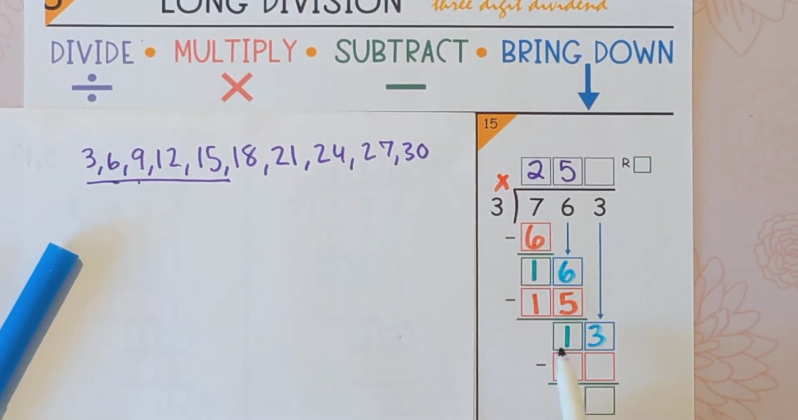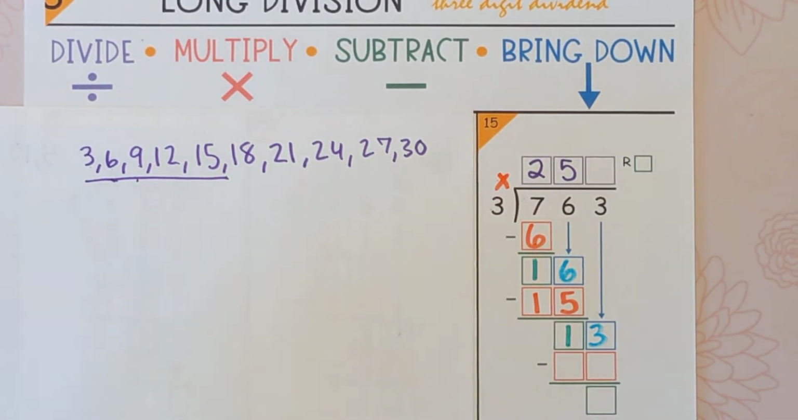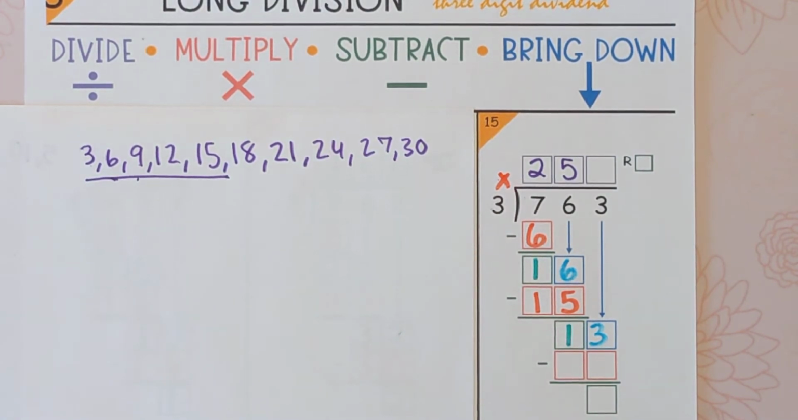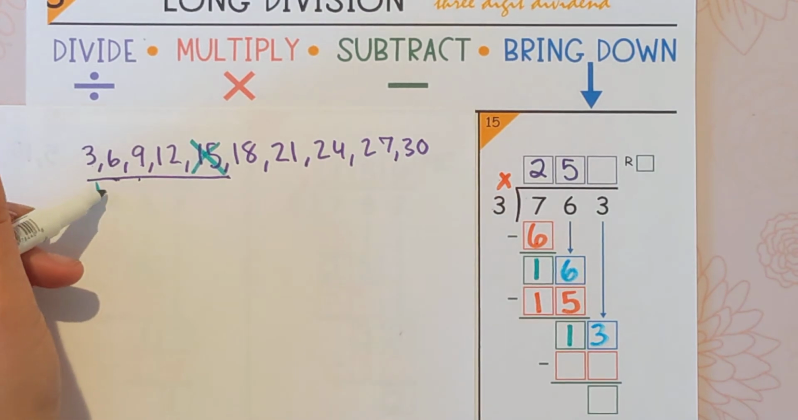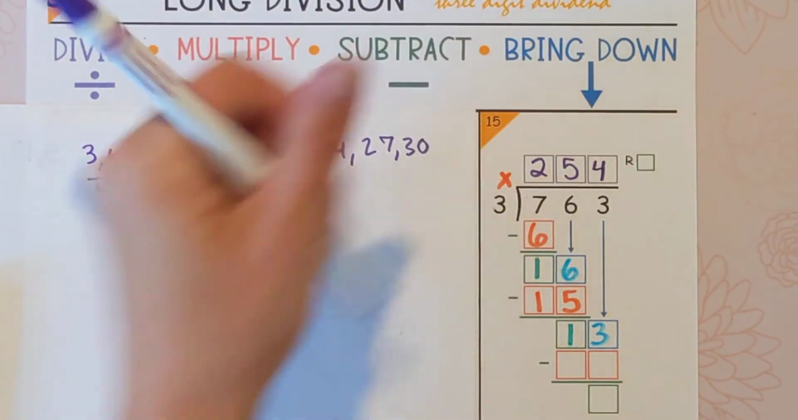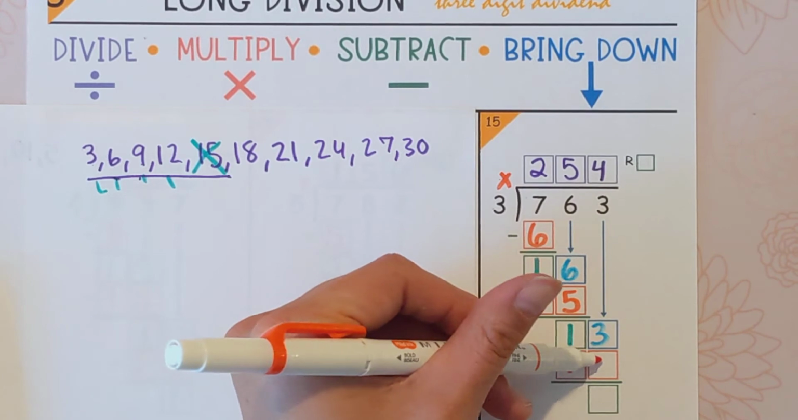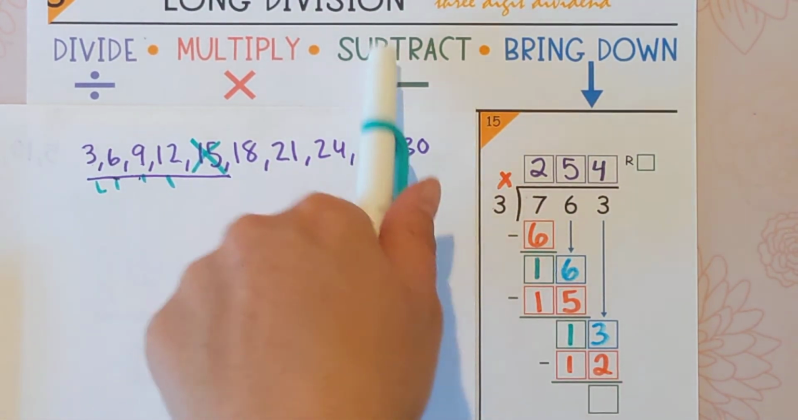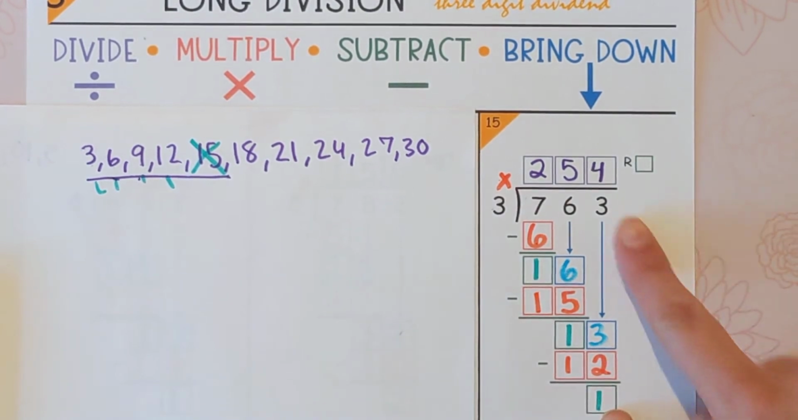So now we're doing 13 divided by 3, or how many times can you skip count your 3 before you go over? So take a look at that and think about it. This would be too far, so we can go 1, 2, 3, 4 times. 3 can go into 13 4 times. Multiply it back. 4 times 3 is 12. Subtract. 13 minus 12 is 1. There is nothing left to bring down.